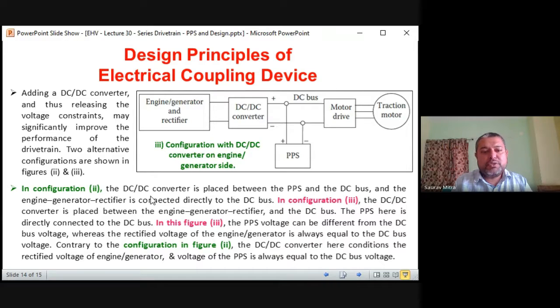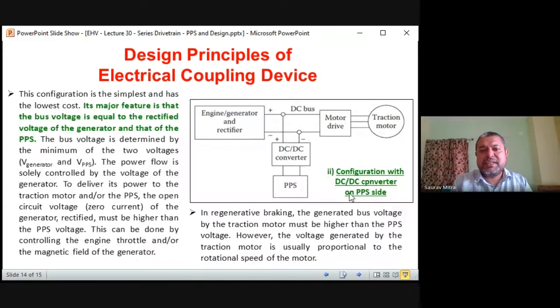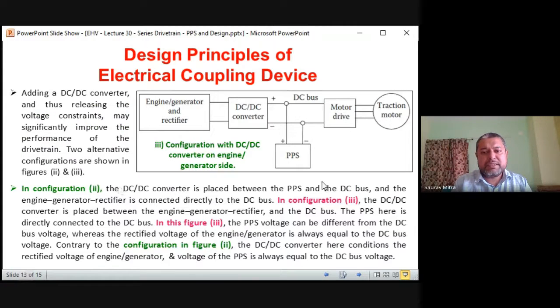In configuration 2, the DC to DC converter is placed between the PPS and the DC bus. We have seen it in the previous slide. So the DC to DC converter is between the PPS and the DC bus, and the engine generator rectifier is connected directly to the DC bus. In configuration 3, that is this configuration, the DC to DC converter is placed between the engine generator rectifier and the DC bus. The PPS here is directly connected to the DC bus. In this figure 3, the PPS voltage can be different from the DC bus voltage.